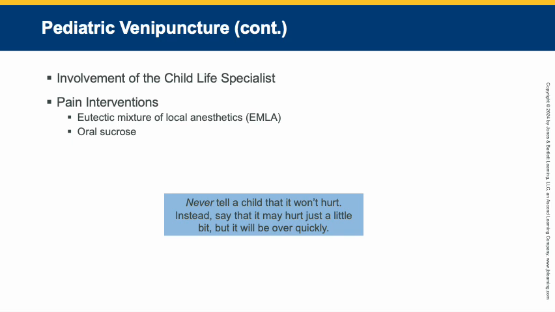They basically try to entertain that child or help with pain interventions to help this child not be so upset. So let's talk about EMLA, which is eutectic mixture of local anesthetics. This is a topical anesthetic that contains lidocaine and prilocaine. It's available in a cream that must be covered with a clear dressing or a patch after you apply it.